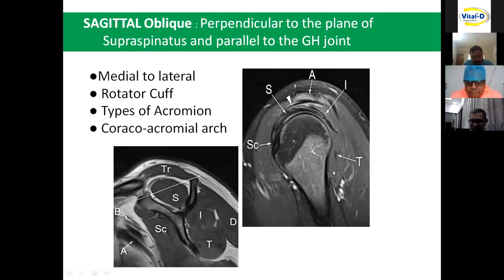This is the teres muscle. It is the supraspinatus tendon. And in the medial side, this is the subscapularis tendon. In between, this is the biceps. And from this image, you can see a very important one, that is the acromion. And from this sagittal oblique view, you can identify various types of acromion.